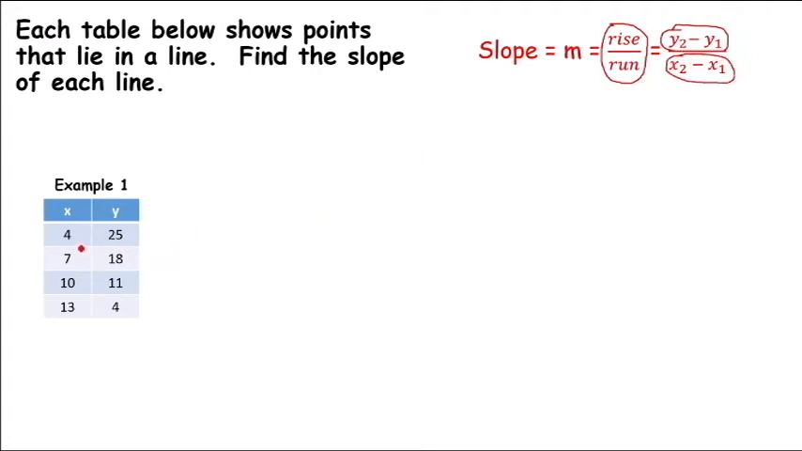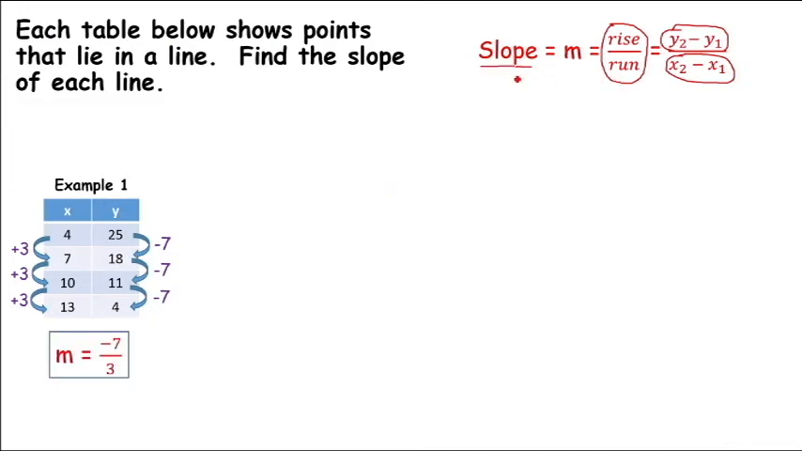So when I'm looking at this example, 4, 25, 7, 18, 10, 11, and 13, 4, if I were to look at how my x's change, I'm growing by 3 every time. If I were to look at how my y's change, I can see that I'm going down 7 every time. Once I realize that, it's very easy to write my slope. My slope is my change in the y's compared to my change in the x's. Your slope is negative 7/3.